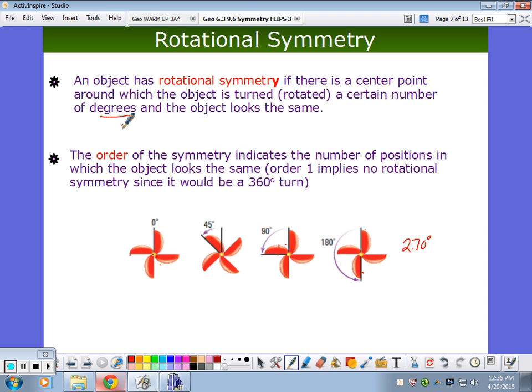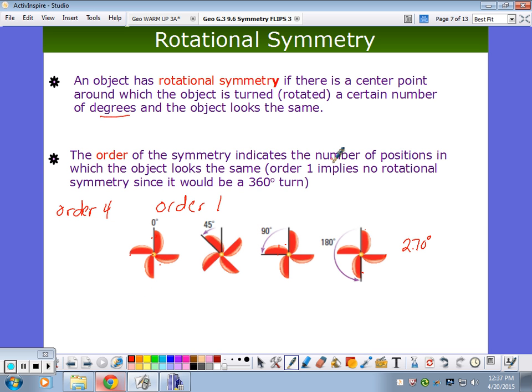So there are two things we think about. The order of the symmetry indicates the number of turns you can do to get the same thing. So I can go 1, 2, 3, 4. This has an order of 4. Now an order of 1 is something where there's no way to turn it around except the whole 360 degrees. That's the only rotational symmetry you have. So there's basically no amount of degrees, because I'm not going to count 360.